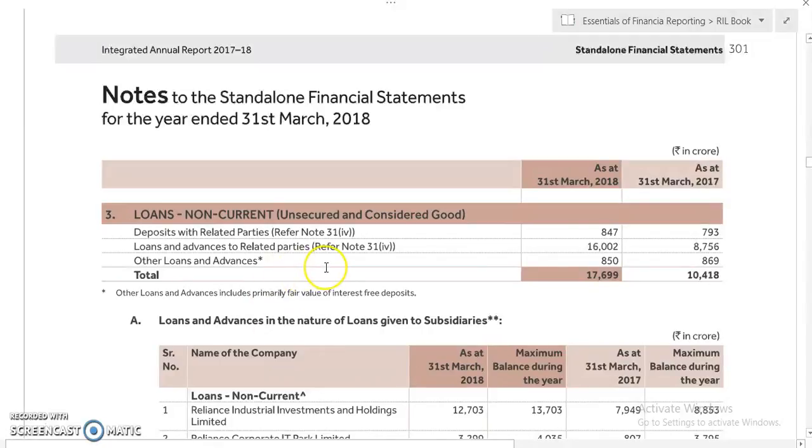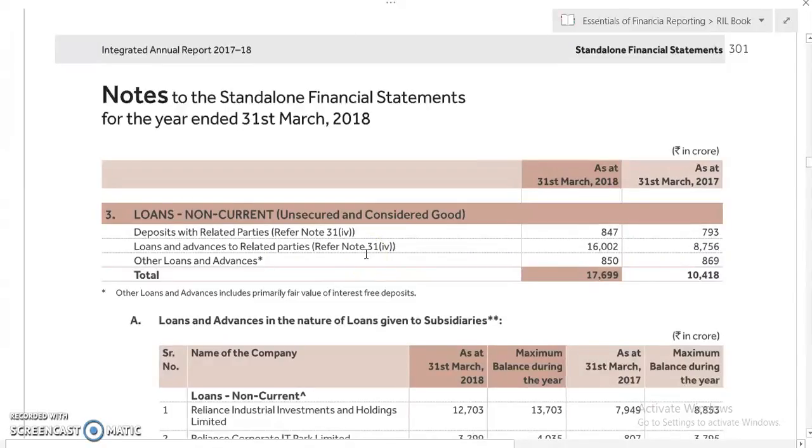Loans, non-current loans: they have given loans and advances to related parties. This is very, very important to focus on. The loans are given to related parties, deposits to related parties, loans to related parties, and other loans and advances. It's only a very fractional amount that is other, but most of it is going to their own related parties. You can see the details of related parties in another note.